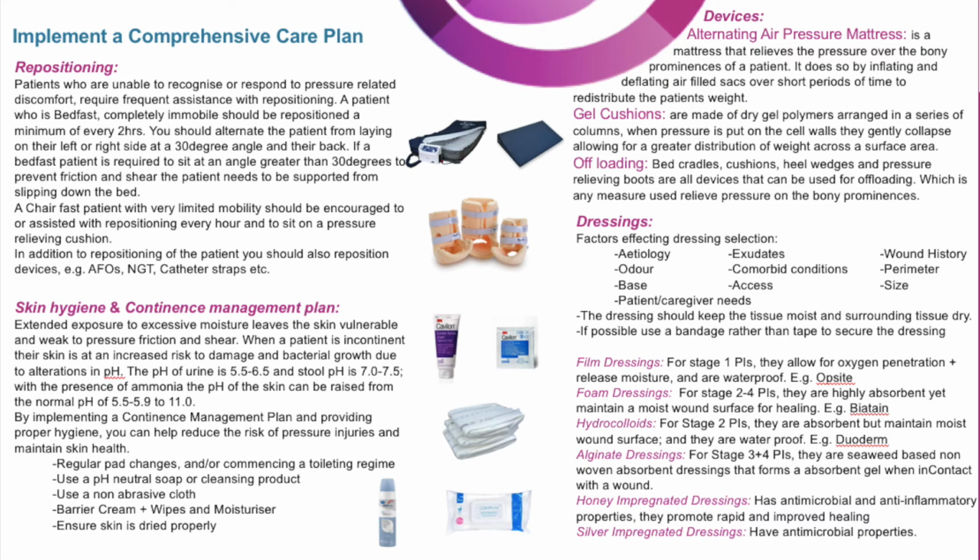Hydrocolloids for stage 2 pressure injuries. They're absorbent but maintain a moist wound surface, and they're waterproof. An example of one is a DuoDERM. Alginate dressings for stage 3 to 4 pressure injuries. They're seaweed-based, non-woven, absorbent dressings that form an absorbent gel when in contact with the wound.